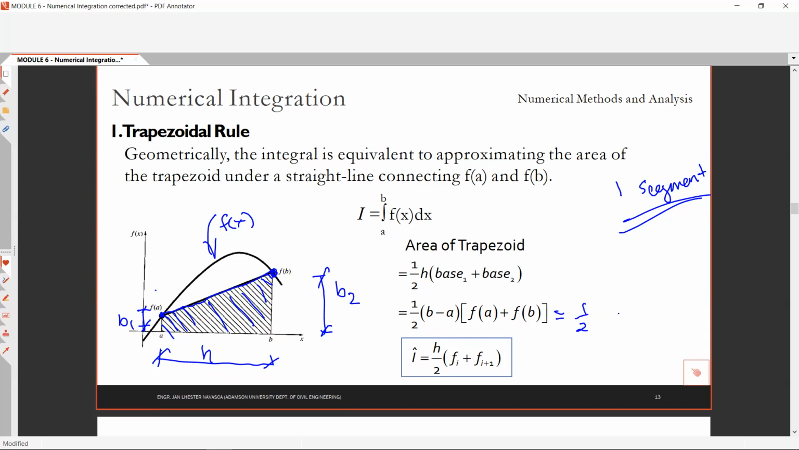So simplifying our answer, we can write it as 1/2 times (B minus A), let's just call it h, times (f of A plus f of B). In index notation, h over 2, which is 1/2 times h, multiplied by f sub i plus f sub i plus 1. These are the first and second heights, or values of y.